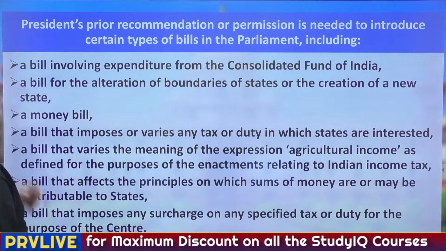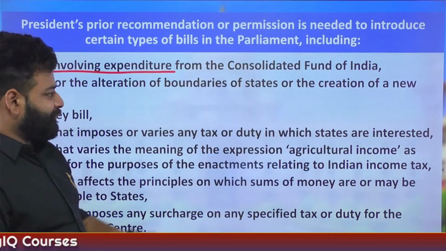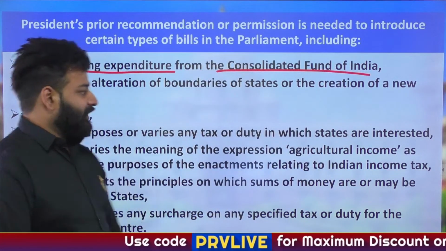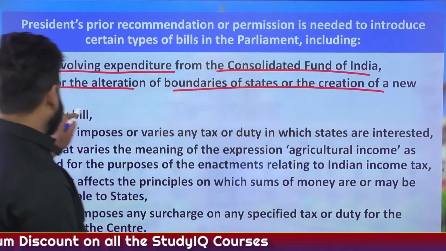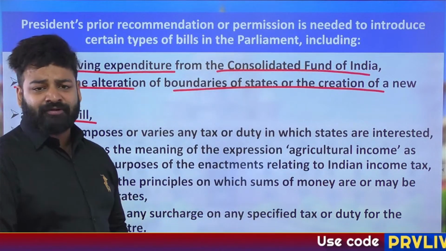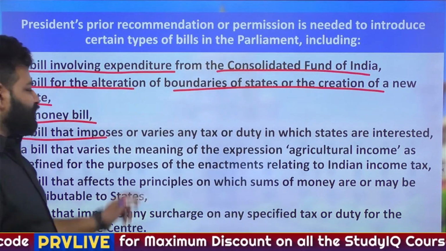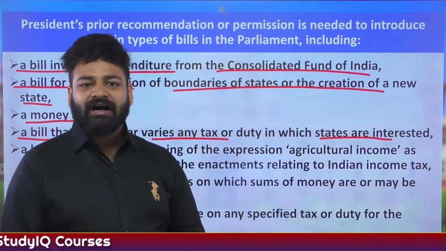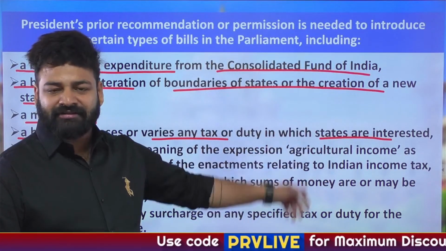So here we go. Here we have the first one: a bill that basically involves expenditure from the Consolidated Fund of India. So any bill that involves an expenditure from the Consolidated Fund of our country. Next, a bill for the alteration of boundaries of the states or the creation of any new state under Article 3. Then a money bill under Article 110, and Consolidated Fund under Article 276. Next, a bill that imposes or varies any tax or duty in which states are interested. A bill that amends any tax or duty in which the states have an interest as well.